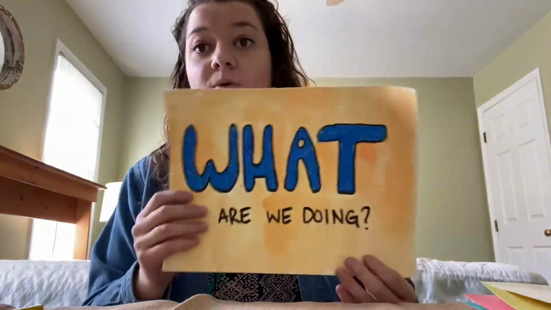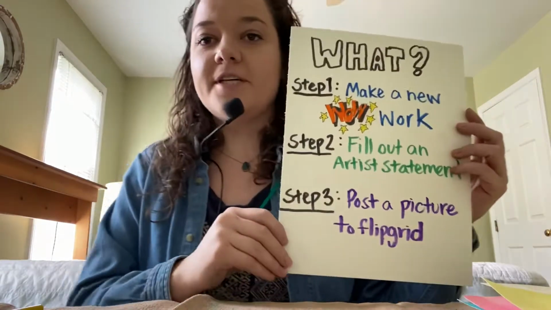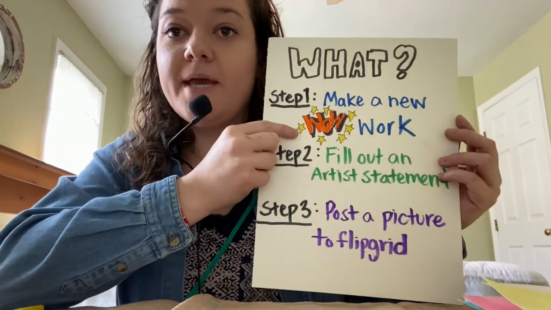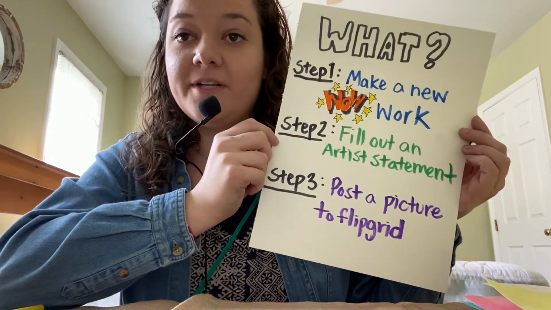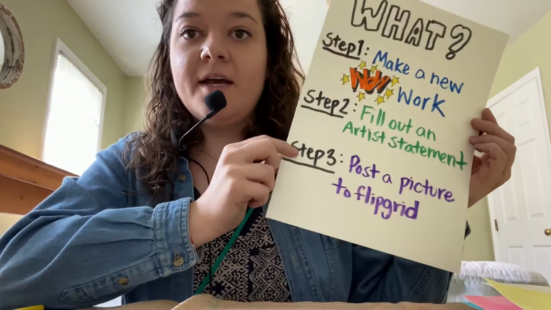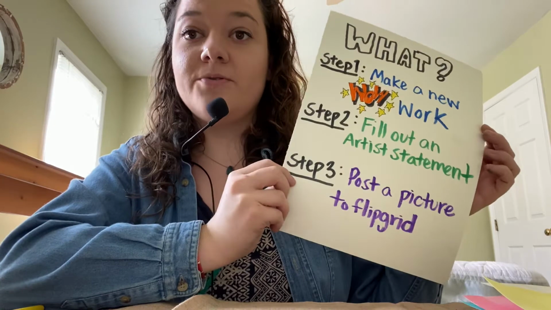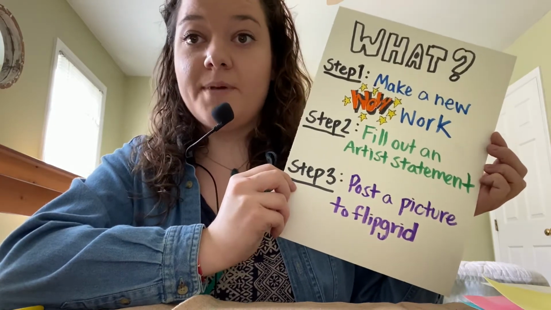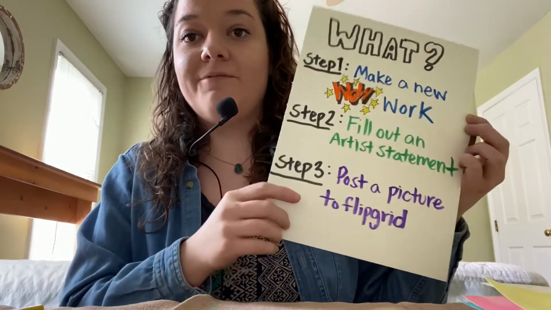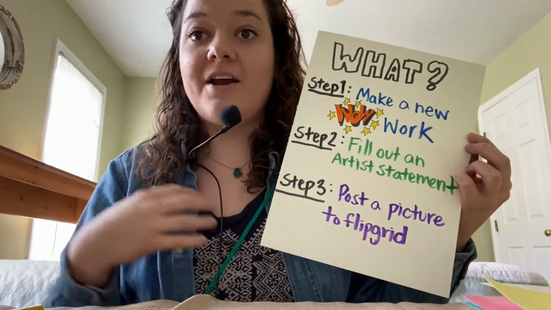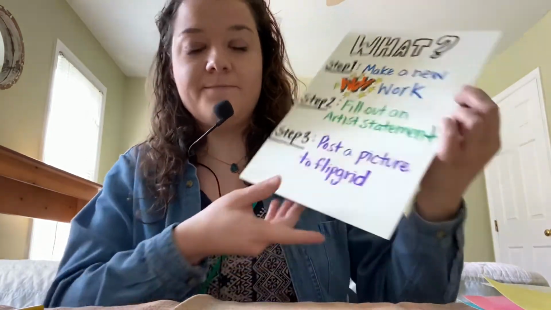So for today, firstly, what are we doing? The first thing you're going to do is create or make a new wow work. Step 2 is you're going to fill out an artist statement. And step 3 is you're going to post a video or a picture of both your wow work and your artist statement to a Flipgrid so that I can see it and others in your grade level can see it.